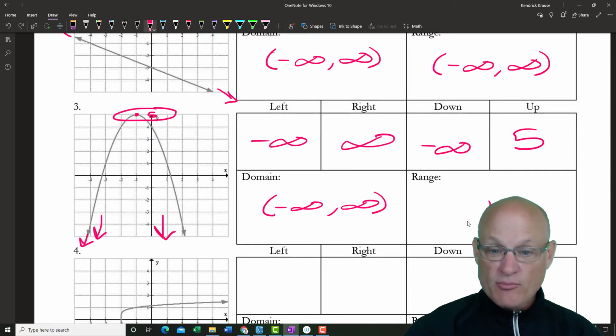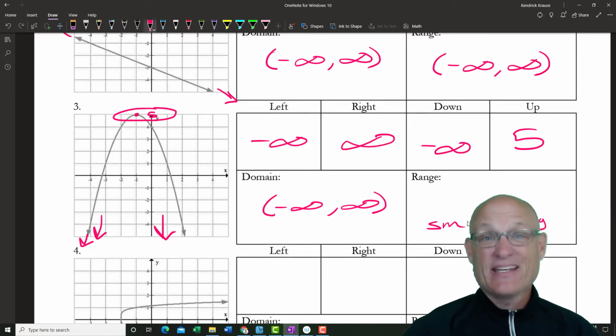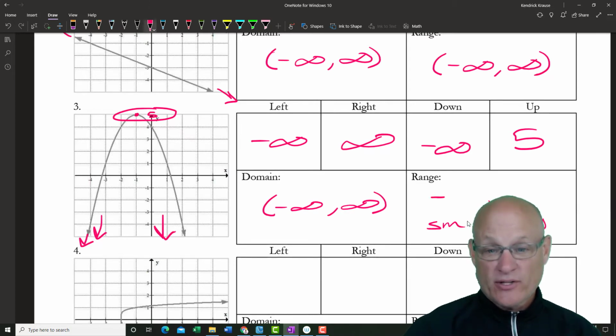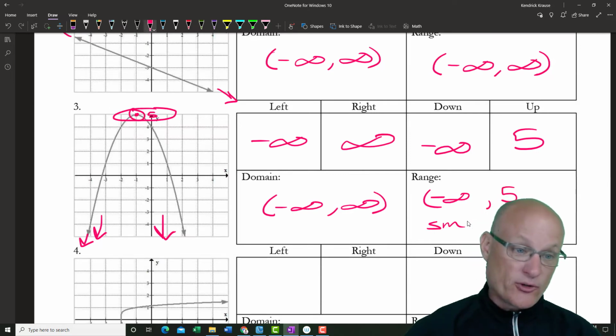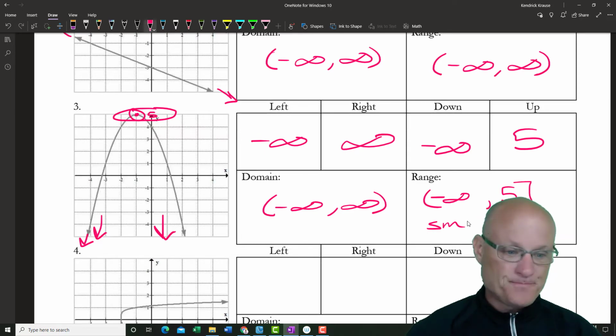So remember, small on the left, big on the right. And negative infinity is the smallest number there is, so it always has to go on the left. I always marvel at a kid that puts negative infinity on the right. I'm like, do you understand what you're doing? No. 5 goes on the right, and because it's part of the graph and you don't see an open circle here, we got to put a bracket.